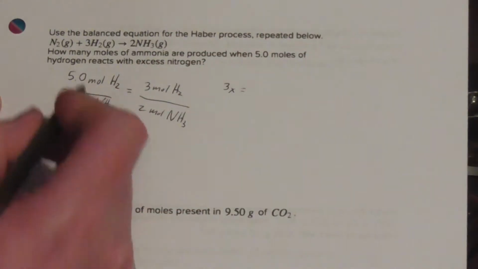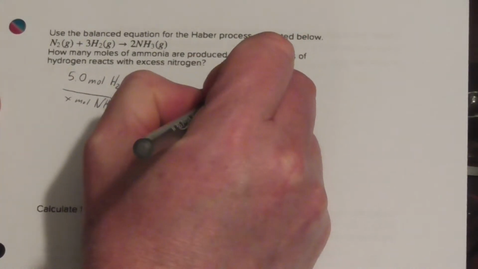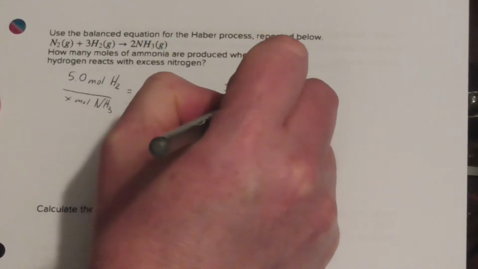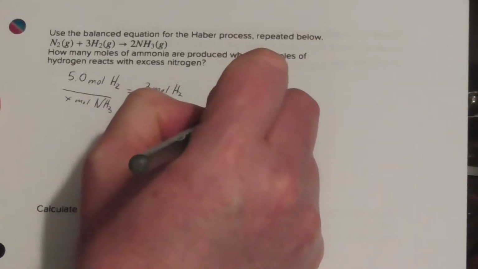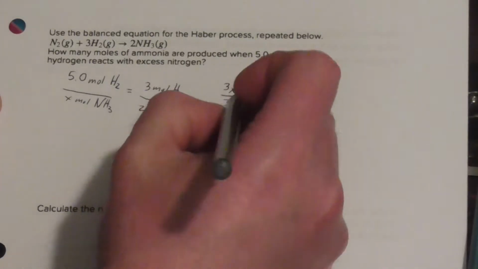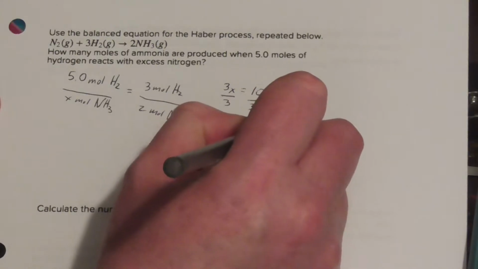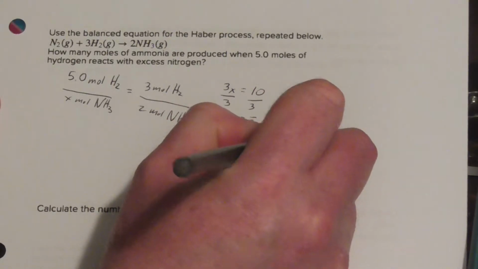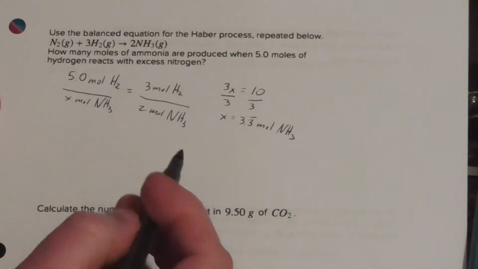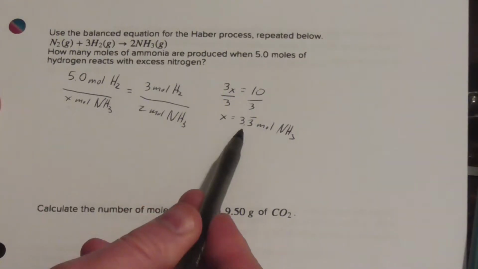Now the cross multiplication, I end up getting 3x equals 5 times 2, which is 10. Divide both sides by 3, and I get 10 divided by 3, 3.3 repeating moles of ammonia. We have to keep track. We have to make sure we know what we're talking about, right? Solve for X moles of ammonia, X moles of ammonia.